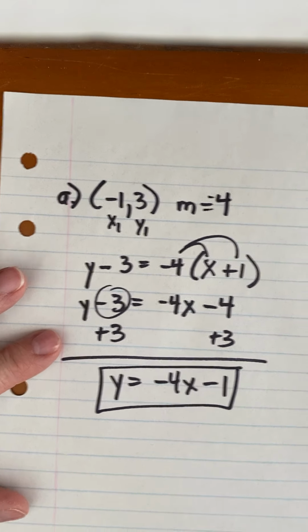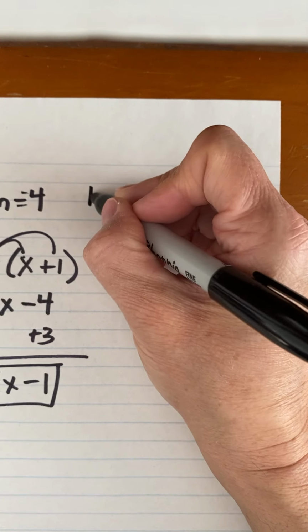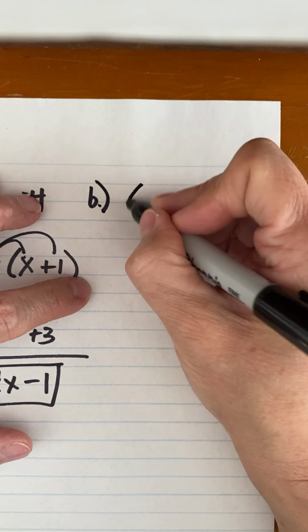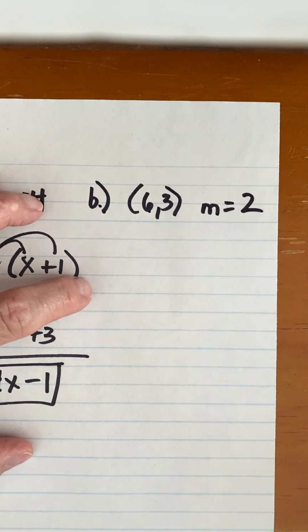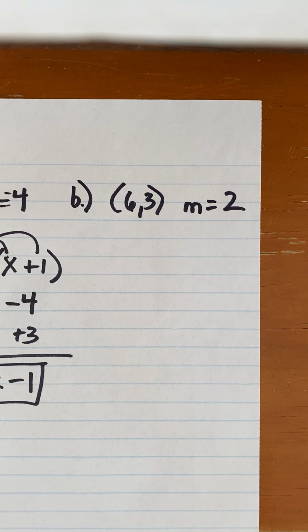Okay, so now let's look at the next one. B, they give us a point, they give us a slope. So what form do we go into? We go into point slope form. Then we change it to slope intercept. So I want everyone to stop the video, try this on your own. Start the video when you're done.